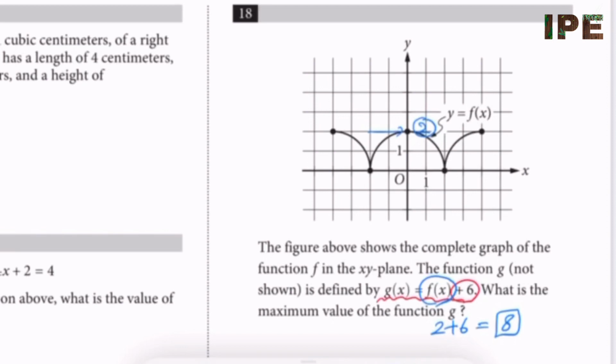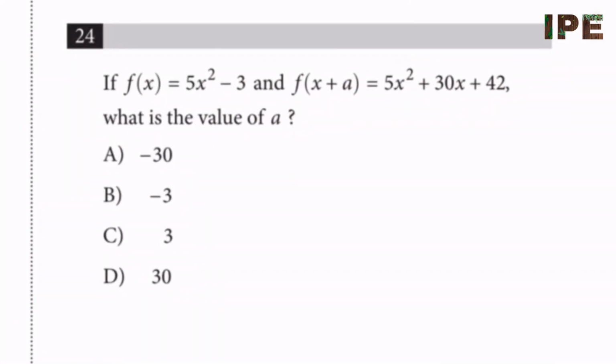8 is the answer. Number 24, f(x) equals 5x squared minus 3, and f(x plus a) is equal to 5x squared plus 30x plus 40. And then what is the value of a? Yeah, we already talked about that, right? To find f(x plus a), that means plug in x plus a for x of f(x). So that is equal to 5 times x squared, plug in x plus a for x. So 5 times (x plus a) squared minus 3.